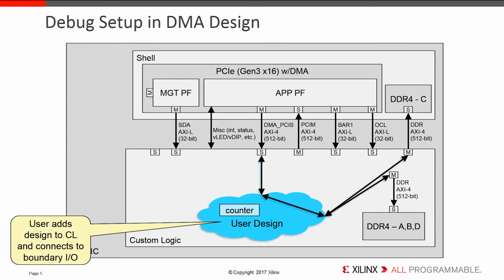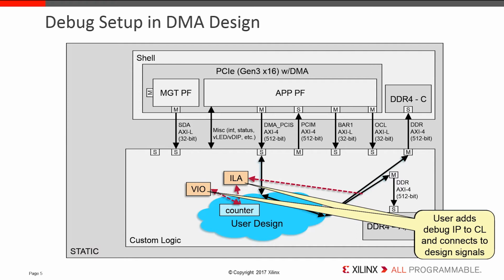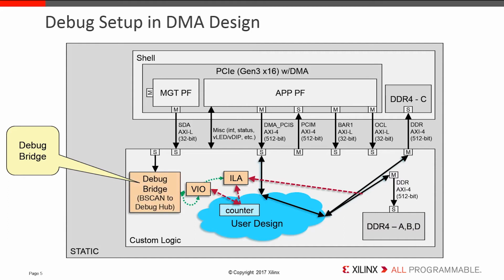In a typical custom logic design, you will add your user logic to the CL region and connect it to the boundary IOs. Now, if you decide that you want to debug your design, now is the point at which you would add the debug IPs to the CL region and you would connect it to the design signals. We recommend adding these debug cores early on in your design cycle. Now is also a very good time where you should be adding the debug bridge IP to your design.